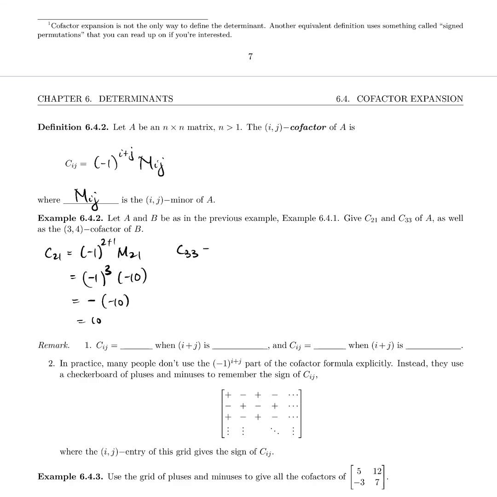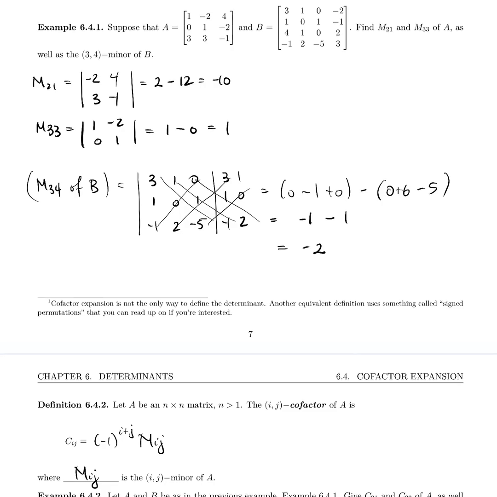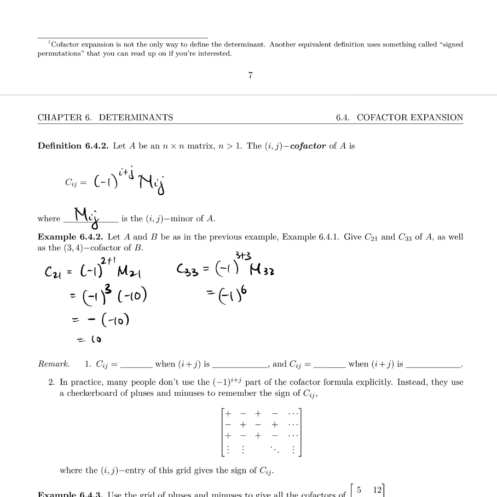C33. So C33 is (-1) to the 3 plus 3. So you're always just adding together the two subscripts, times M33, which is (-1)^6, and M33 was back up here. That was 1, so (-1)^6 times 1. Even power gives us a positive number. 1 times 1 is equal to 1.